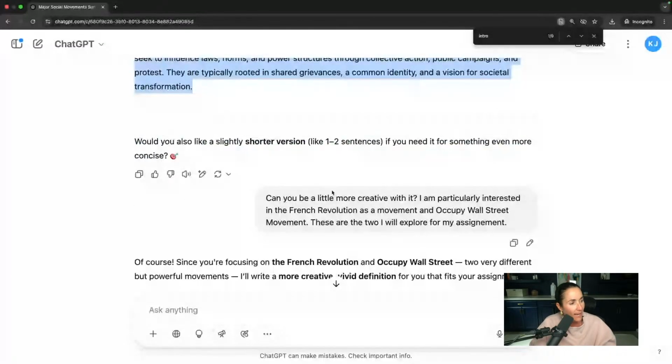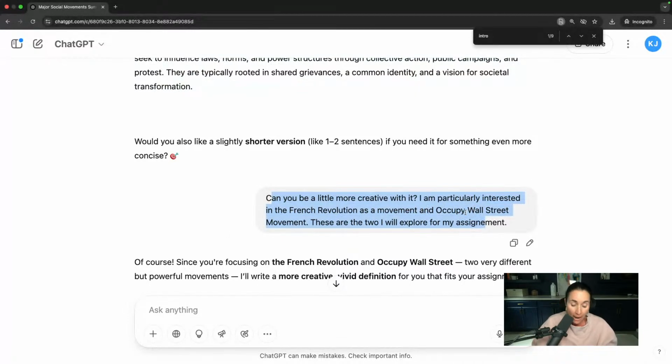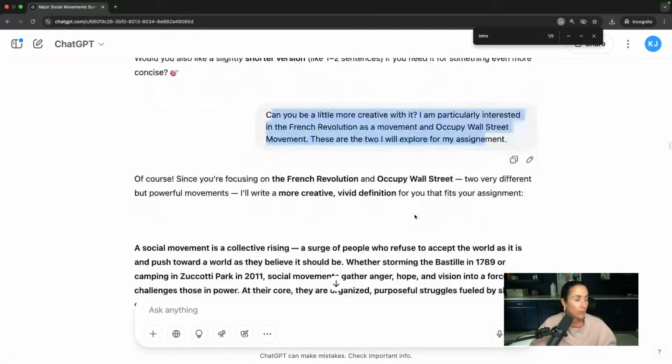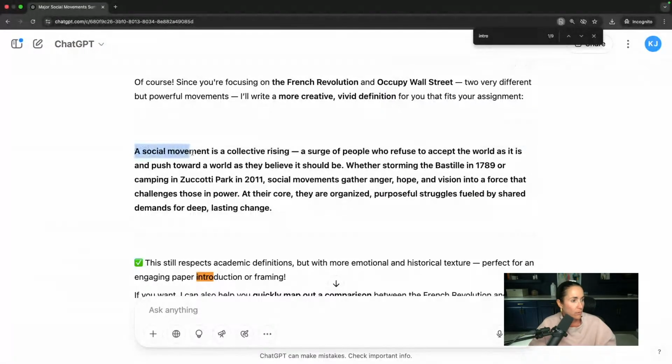Okay. And I said, hey, can you be a little more creative with it? I'm particularly interested in the French Revolution or Occupy Wall Street. I probably could have even uploaded my paper so far, what I've written, but I just threw this in here to see. And then it got real creative. It was like, a social movement is a collective rising, a surge of people who refuse to accept the world as it is. And then it says, whether storming the Bastille in 1789 or camping in Zuccotti Park in 2011.